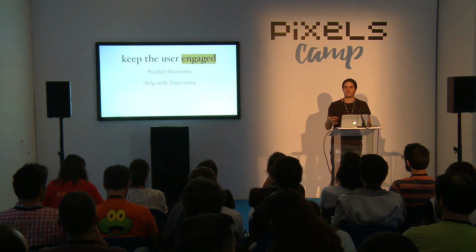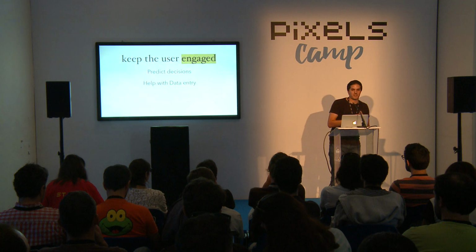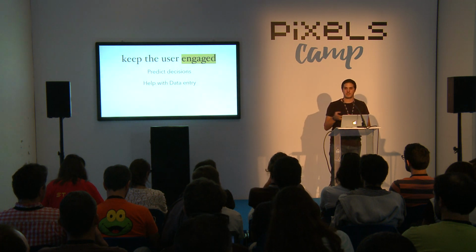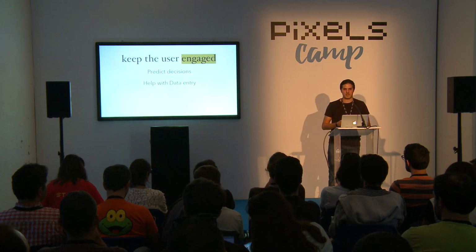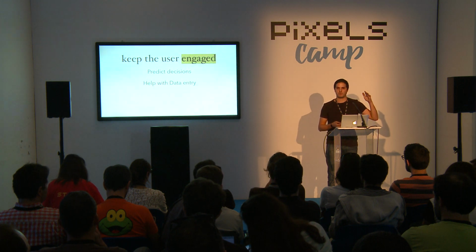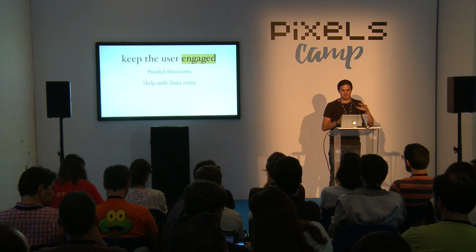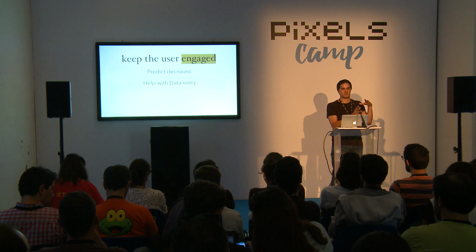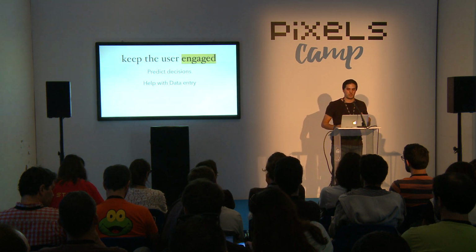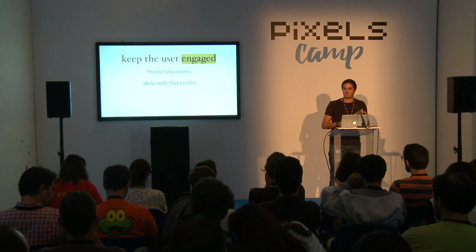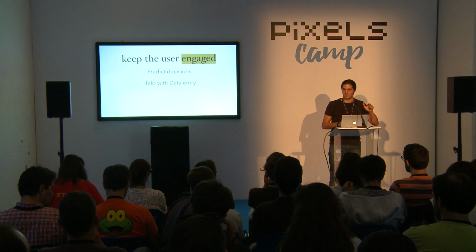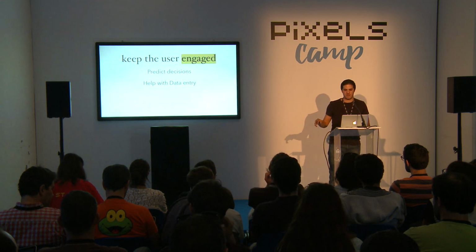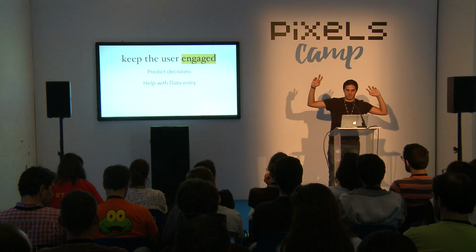You can help with data entry. Anything that can be predicted, like an address, for instance, you can ask for country, postal code. Immediately, you have narrowed down the number of addresses available. Now, when the user starts typing his address, you can predict what the address is going to be and avoid him having to type Avenida Magalhães Fonseca.